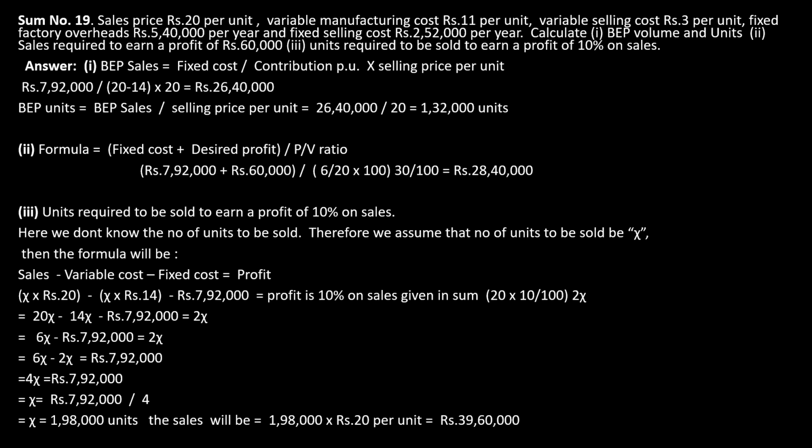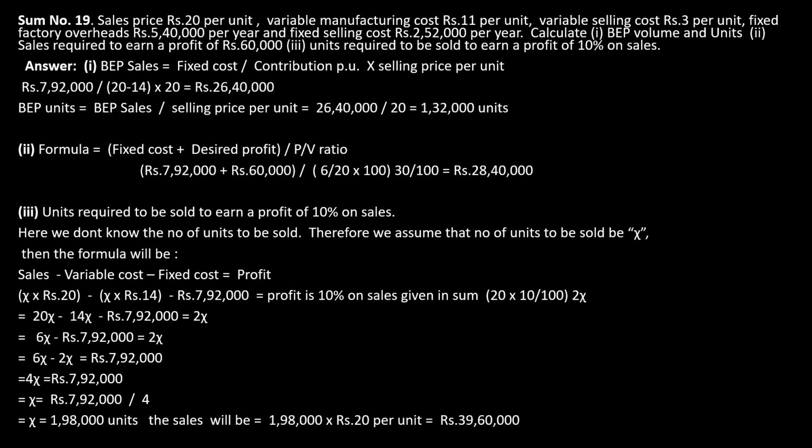In the second subdivision, you are given a profit and asked to find the sale. You know the formula already: fixed cost plus desired profit divided by PV ratio. Fixed cost 792 plus desired profit 60,000, divided by PV ratio. Here I don't have the PV ratio so far, so I'm going to find the PV ratio now.